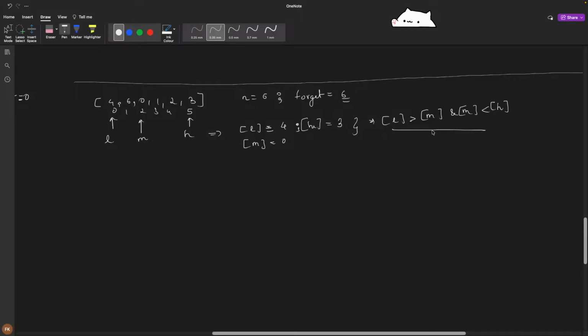Okay, that means the minimum. Okay, because if we had 0 over here, then obviously 6 would be here. Then L would not have been lower than M.